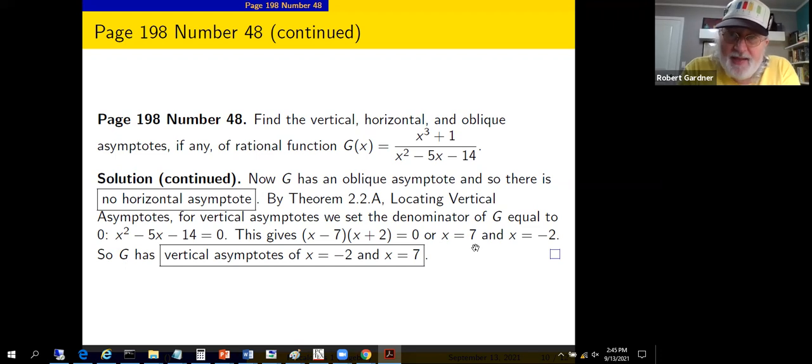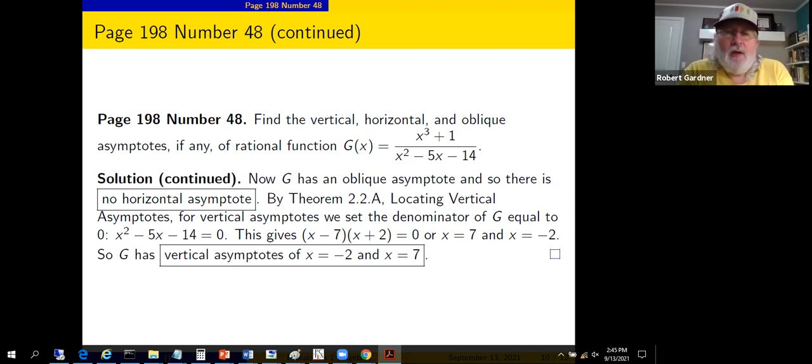to 0. And according to theorem 2.2.a, that's where the vertical asymptotes will be, at x equals negative 2 and x equals 7. I'll write them, left to right in increasing order that they appear on the number line. So there's the vertical asymptotes. Oblique asymptote, well, if it's got an oblique asymptote, it can't have a horizontal asymptote. It can still have vertical asymptotes. In fact, it's got a couple of them, and there's where they are.